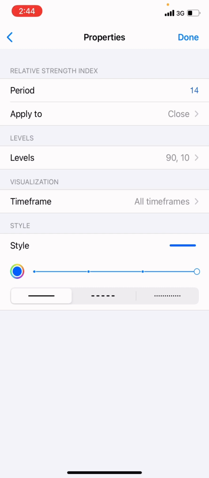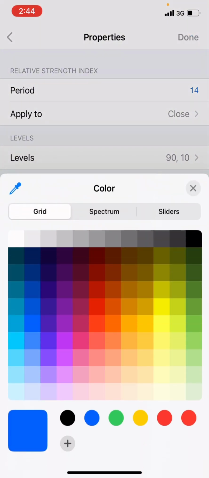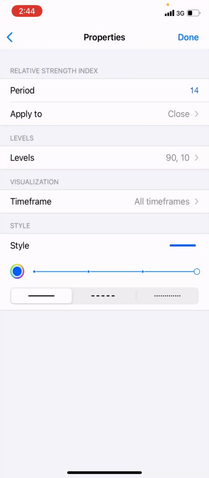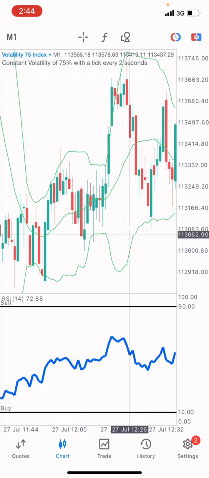All right, then the style right here, you put it on 4 pixels. Color is going to be blue. All right, then this straight line pattern here, you put it at the first one, then you click on done. All right, so make sure your trading chart is like this.